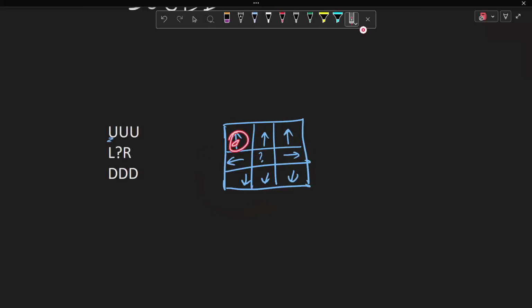So if you look, if you are here, you get freed. If you are here, you get freed. If you are here, you get freed. Here, you get freed. Here, here, here. All these points, you would get freed. So you can replace this question mark with any arrow.